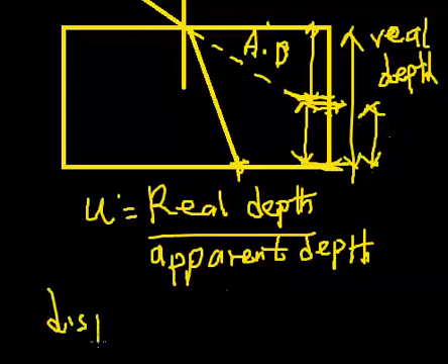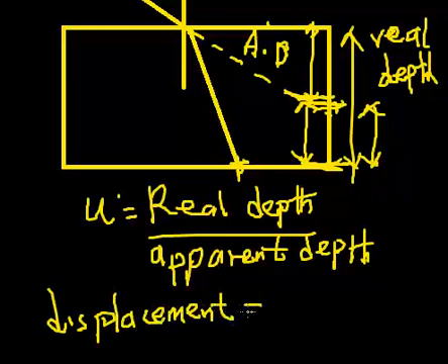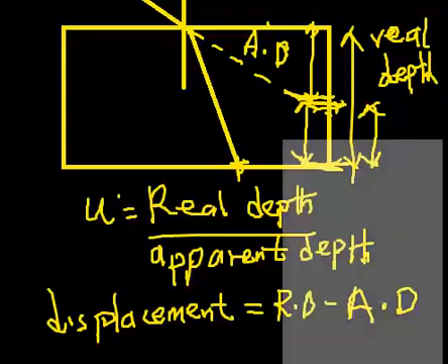And how do I get that displacement? Anytime refraction occurs in a particular medium, to get the displacement, you subtract the apparent depth AD from the real depth RD. Real depth minus the apparent depth. Okay, so please take note of that. I think that explains a whole lot of things.